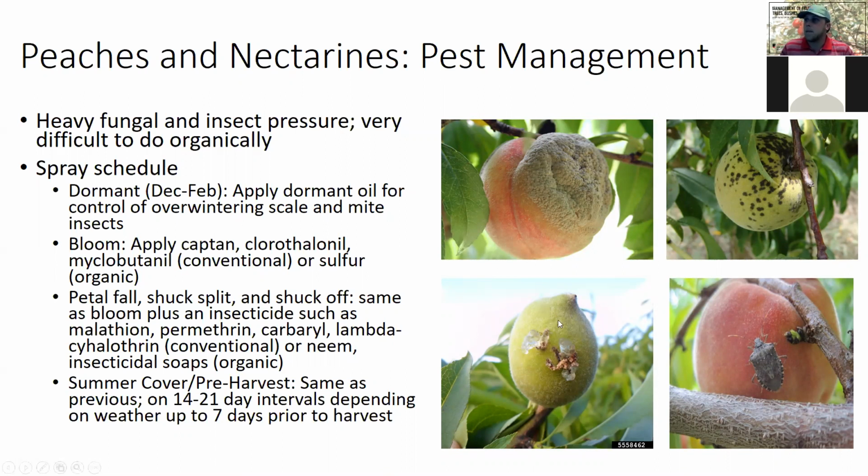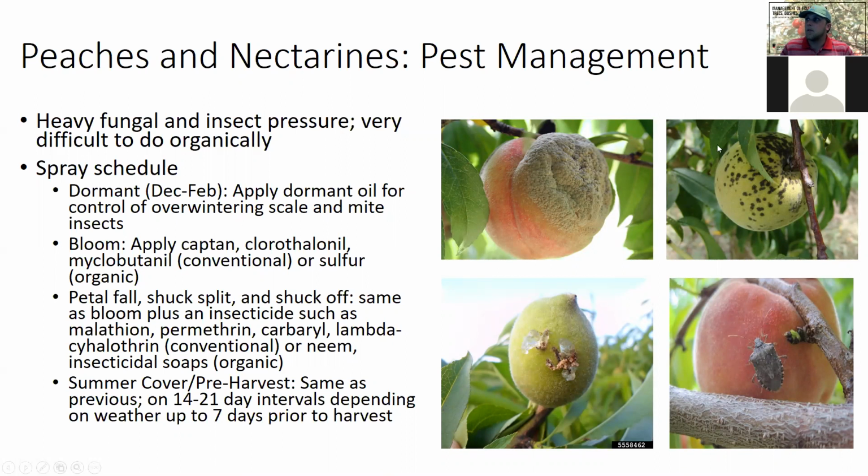This is oriental fruit moth damage, very common that you'll see in most homeowner peach trees when they're not spraying. Stink bugs cause a lot of damage. Leaf-footed bugs look a lot like them as well.